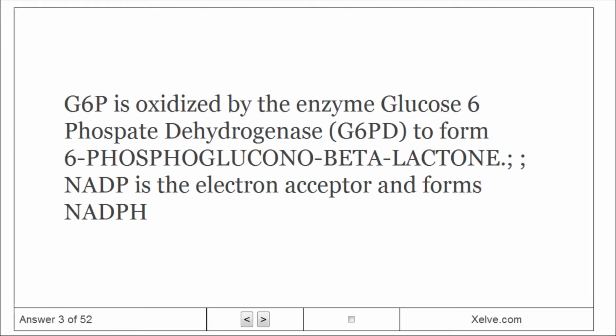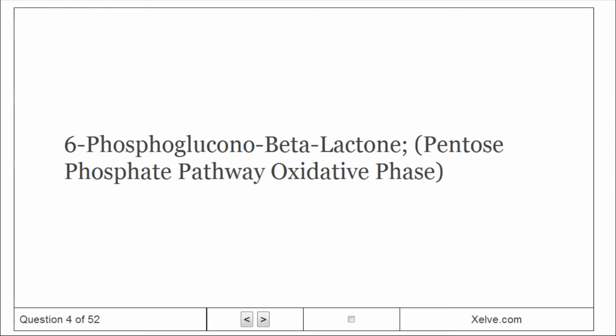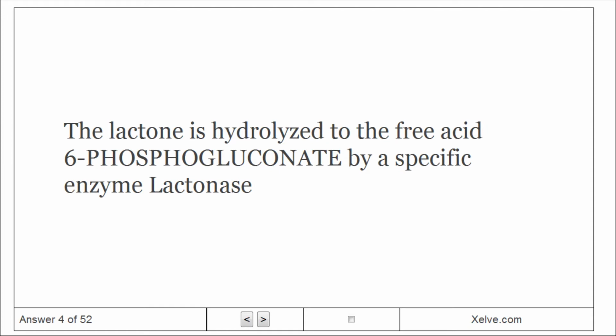G6P is oxidized by the enzyme glucose 6-phosphate dehydrogenase (G6PD) to form 6-phosphoglucono-beta-lactone. NADP is the electron acceptor and forms NADPH. 6-phosphoglucono-beta-lactone. The lactone is hydrolyzed to the free acid 6-phosphogluconate by a specific enzyme, lactonase.